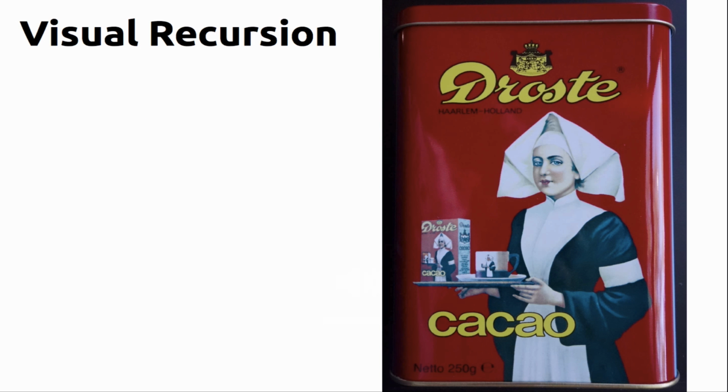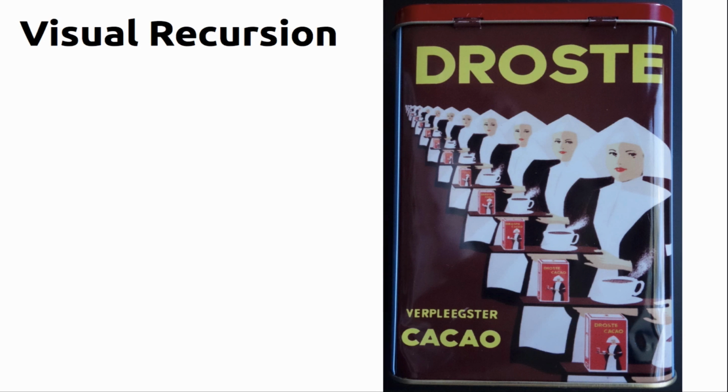Here's a simple visual example. Take a look at this container of Dutch chocolate mix. This can of chocolate has a picture of a woman on it holding a can of chocolate, which has a picture of a woman on it holding a can of chocolate, which has a picture of a woman on it, and so on down the line. This process doesn't repeat infinitely, of course. At some point, we reach the smallest can of chocolate. And that's exactly how recursion works.